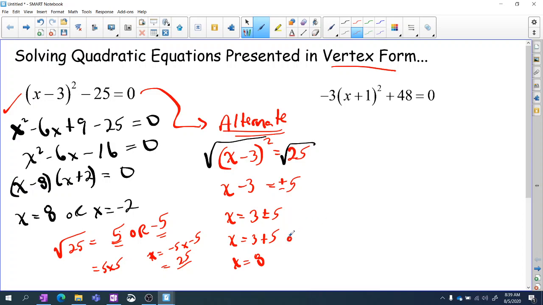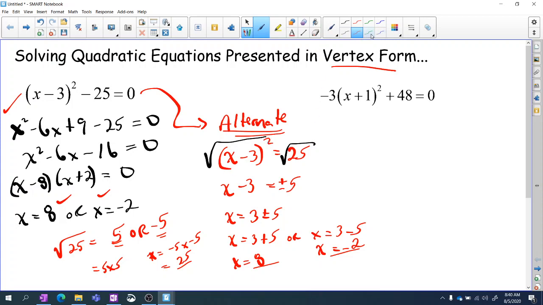The other answer will be 3 take away 5. That's what this plus or minus means. You do 3 plus 5 to get one answer, you do 3 subtract 5 to get the other answer. 3 subtract 5 would be negative 2. Look at that. Same two answers. That's using an alternate strategy. It's where you just take the square root of both sides to eliminate your squared. Now again, this only works. Neat solution, but it only works if your equation is presented in vertex form.